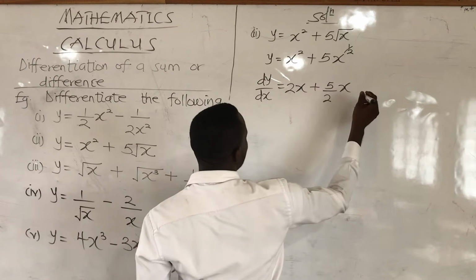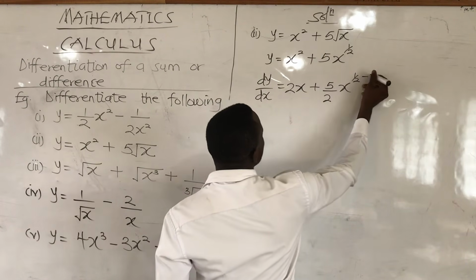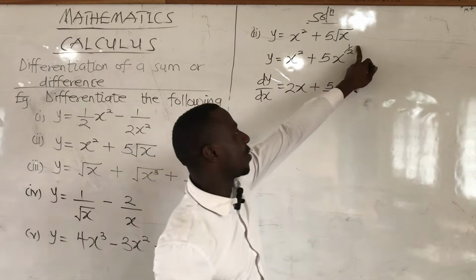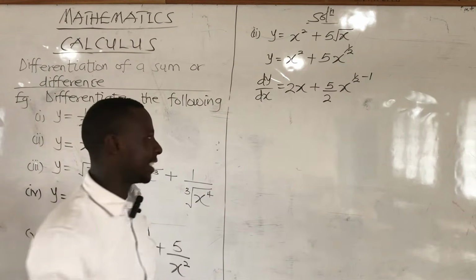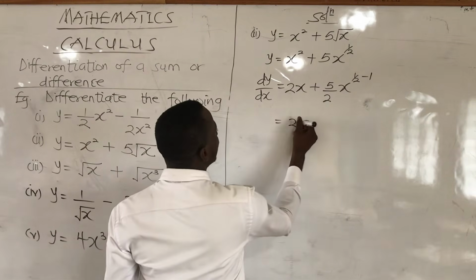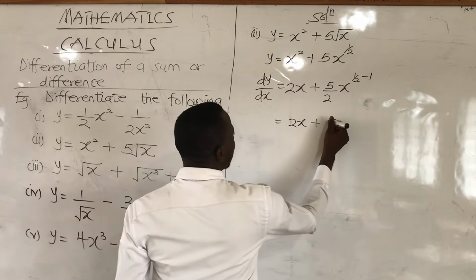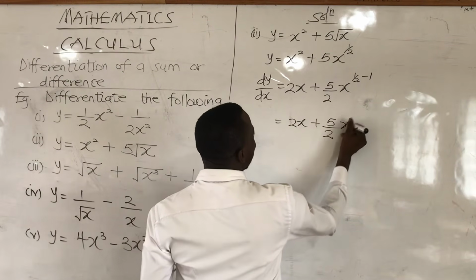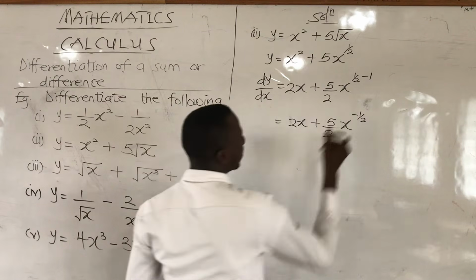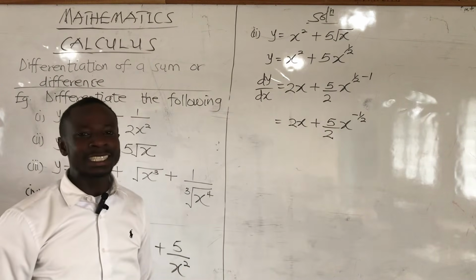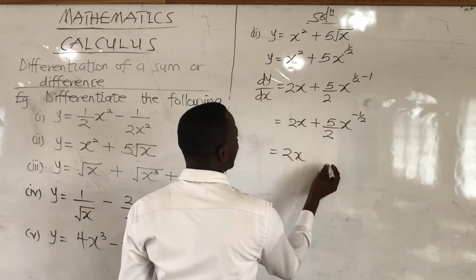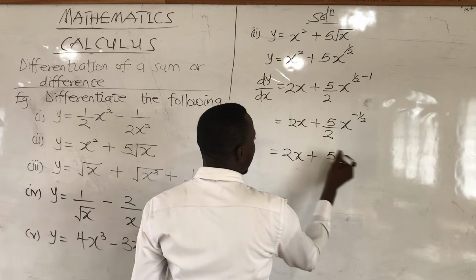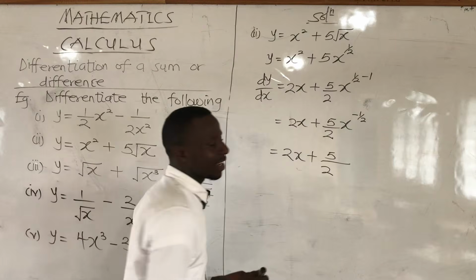So we are going to have 5 over 2. Don't forget that we are going to have x power half minus 1. You take 1 from it because we are differentiating. So we still have 2x plus 5 over 2 x power negative half. So we still have 2x plus 5 over 2.